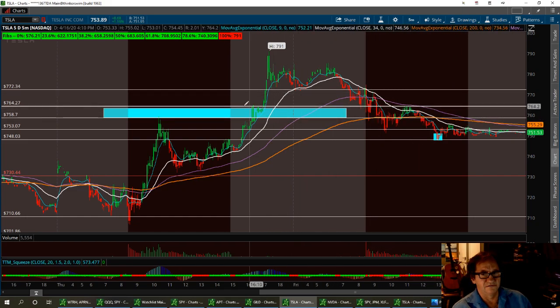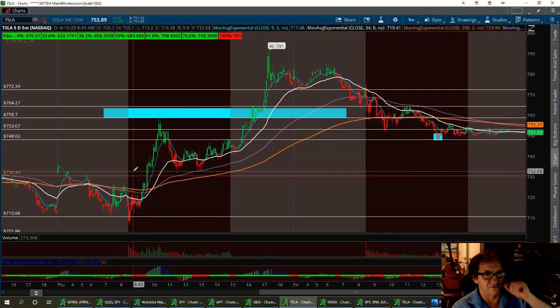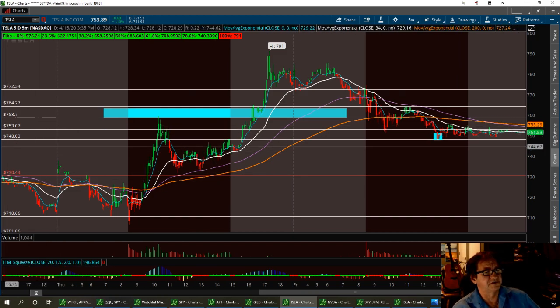But right now, the resistance level at 764.27 is the one we got to look at. And that's going to be Tesla. So keep that always on your watch list, and always remember that Washboard Jim is bullish on this stock.